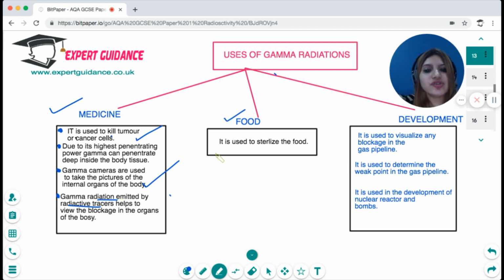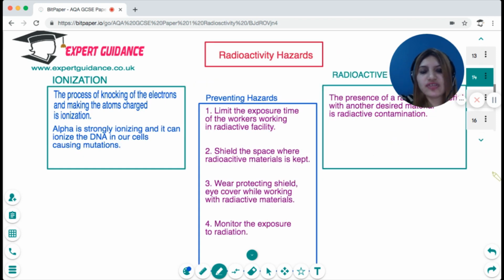Then it is used to sterilize food. It is also used to visualize any blockage in a gas pipeline, to determine the weak points of the gas pipeline, and it is also used in the development of nuclear reactors and bombs. Okay, so I hope all these uses of gamma radiation are clear to you.